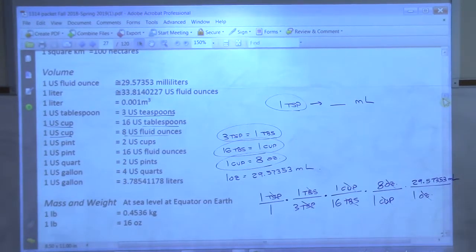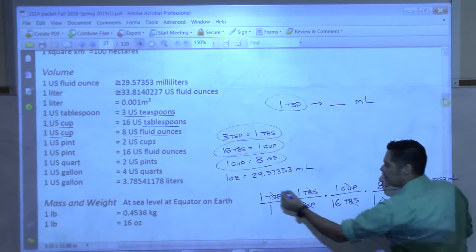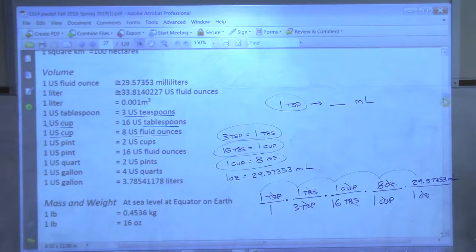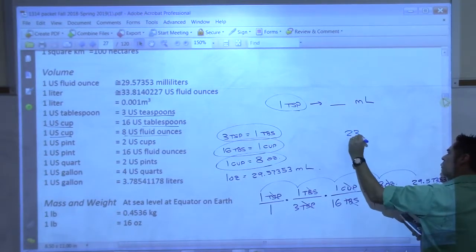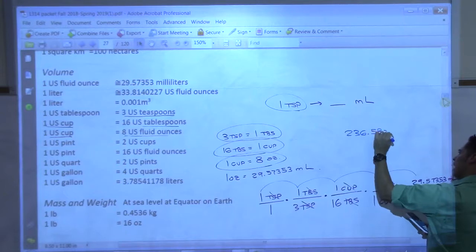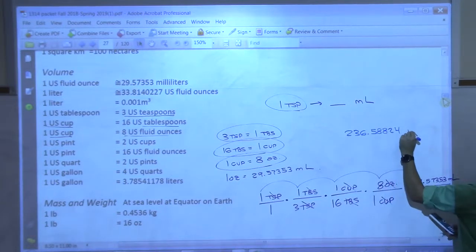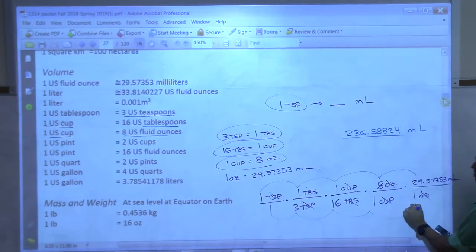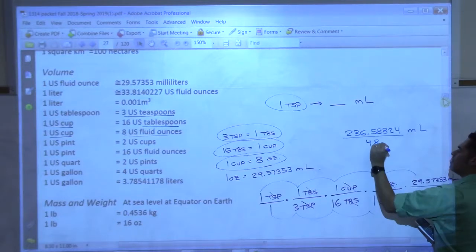So now it's just a matter of multiplying all the numbers together. So I break out my TI-30XS, and 1 times 1 times 8 times that. So I'm going to multiply all those together first. I don't really need 1 times 1 times 1. So 8 times 29.57353. So the top is going to be 236.58824. That's what my calculator gave me, ml. But I still have to divide by the bottom, which is going to be 1 times 3 times 16 times 1 times 1. So really 3 times 16, right? 48? So divide that by 48.